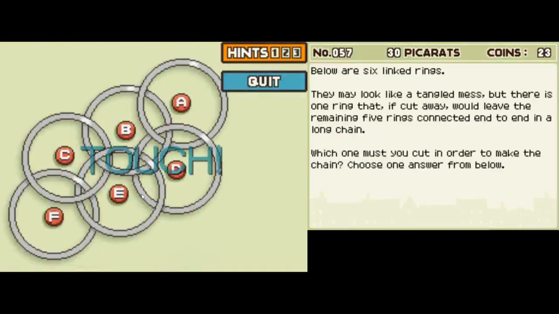Alright, which leads us to puzzle number 57. Cut which one? Below are 6 linked rings. They may look like a tangled mess, but there is one ring that, if cut away, would leave the remaining 5 rings connected end to end in a long chain. Which one must you cut in order to make the chain? Choose one answer from below.